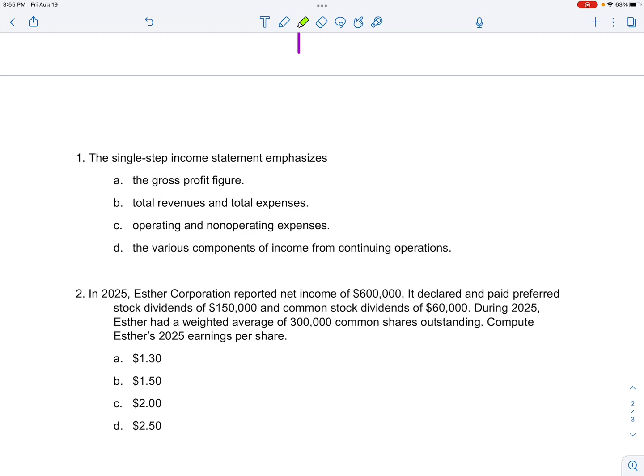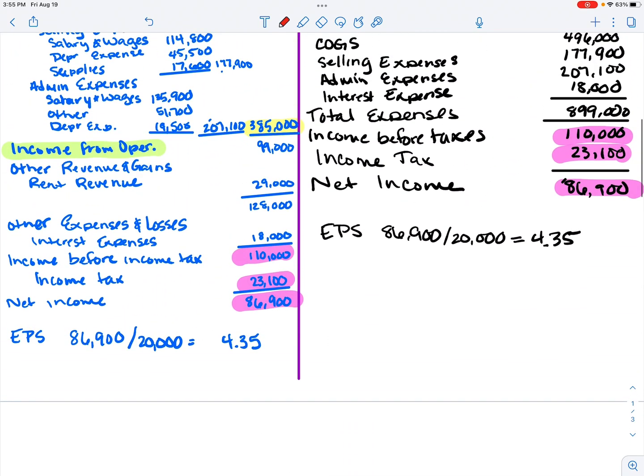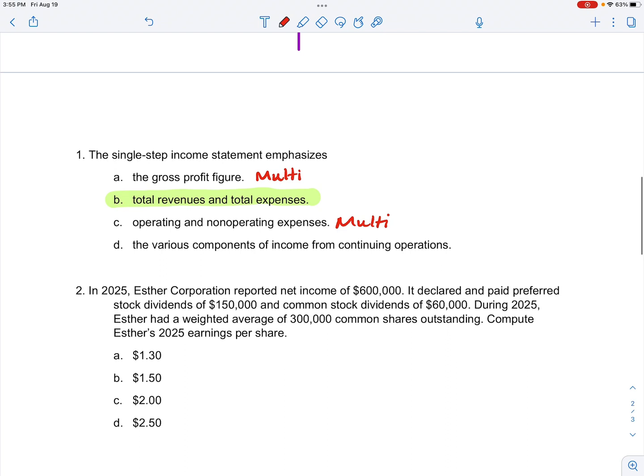And then we want to know, what does the single step approach emphasize? Well, the answer here is total revenue and expenses, because you'll notice that the only time you see the gross figure amount is in the multi-step. The only time you separate out the operating and non-operating is in the multi-step. And then the income from continuing operations, that's only in the multi-step. So again, just highlighting the difference between the two.